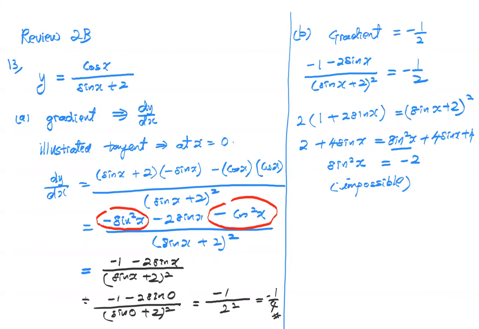Every time they ask you to show that it is impossible to draw a tangent to the graph of gradient negative half, you assume there is a tangent with the gradient of negative half. Then you try to solve for the value of x and you can't find the value of x. That is shown. Got it? Okay. Yeah. So there is another question.